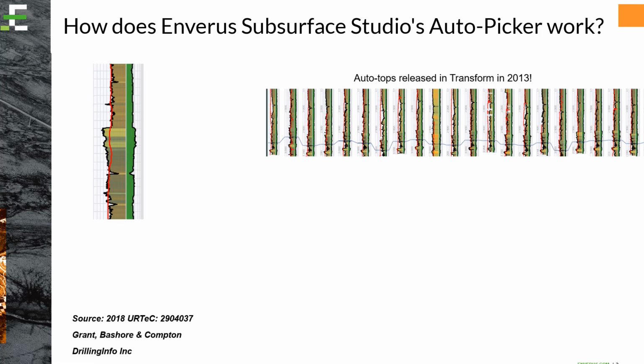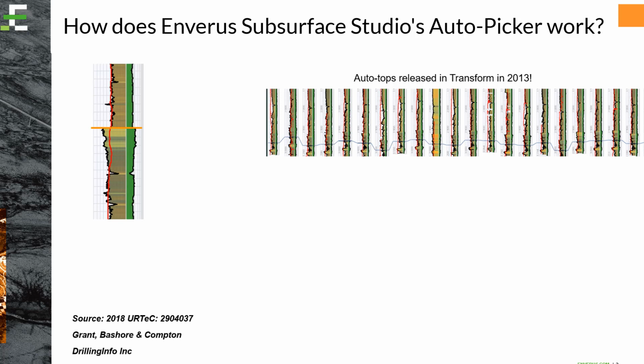The patented AutoTops picker was released over 7 years ago. Our development team noticed that with the abundance of logs and data in the unconventional space, geoscientists needed to leverage the modern computer and pattern correlation algorithms in an auto picker. Think about seismic interpretation and how that kind of pattern recognition works. So Transform developers Grant and Bayshore use machine learning techniques to capture and model well log patterns for correlating geological events across thousands of wells.